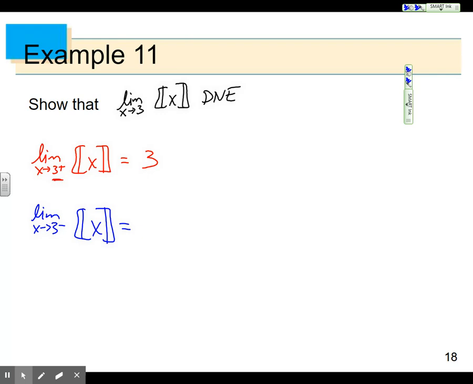And here's why. Because if I plug in something that is just a little bit smaller than 3, a little bit smaller than 3 would be like 2.99999. Imagine the largest integer that is smaller than 2.99999. It's not 3. It's going to be 2 in that case. Okay? It's going to be 2. These are not equal right here. Not equal. So, therefore, the limit as x approaches 3 of the greatest integer function does not exist.